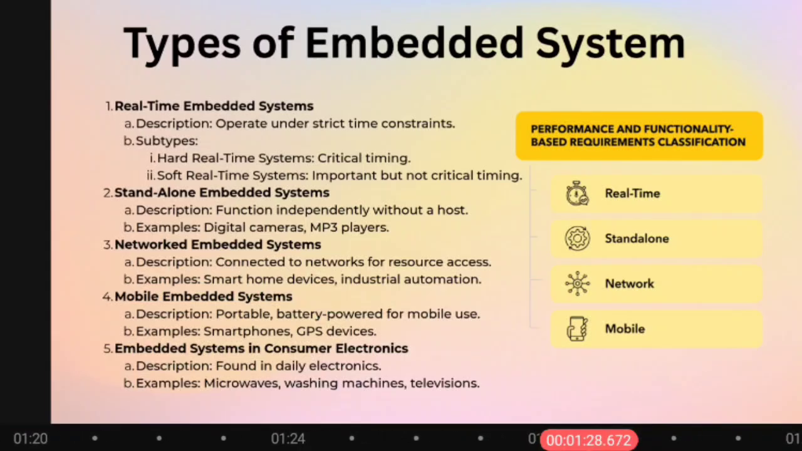Then we are going to see the types of embedded systems. There are mainly four types: real-time, standalone, network, and mobile. Real-time means timing is important, but not critical. A standalone system is a digital camera or MP3 player. A network embedded system is nothing but smart home devices and industrial automation that connect to a network for resource access. Fourth, mobile embedded systems are portable and battery powered. Other than this, we use GPS and smartphones.